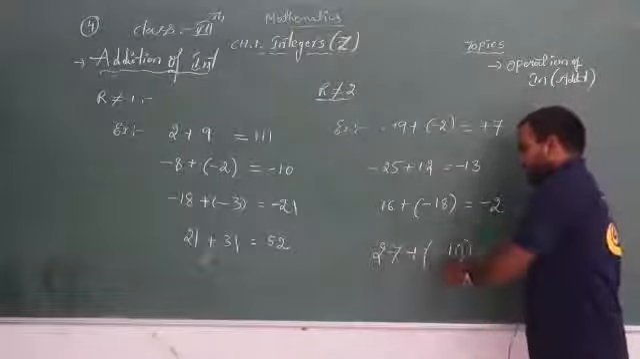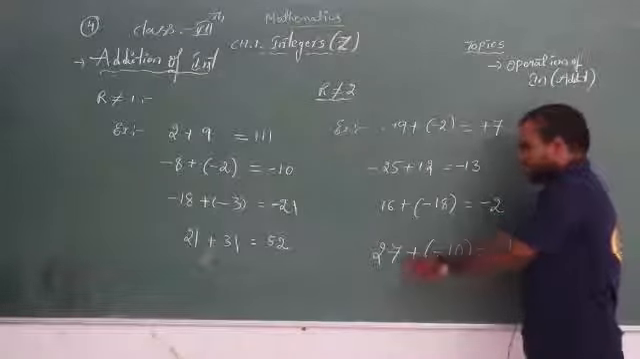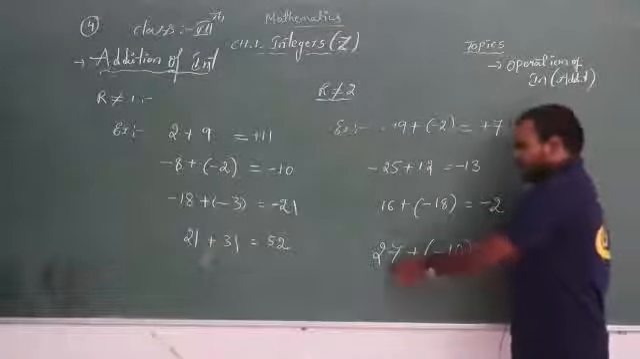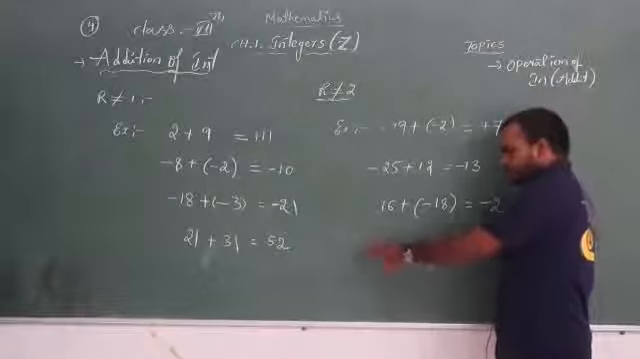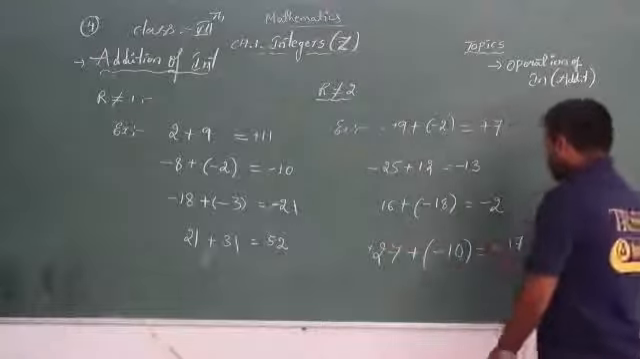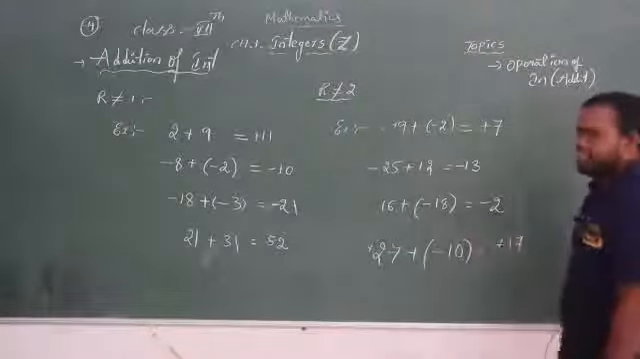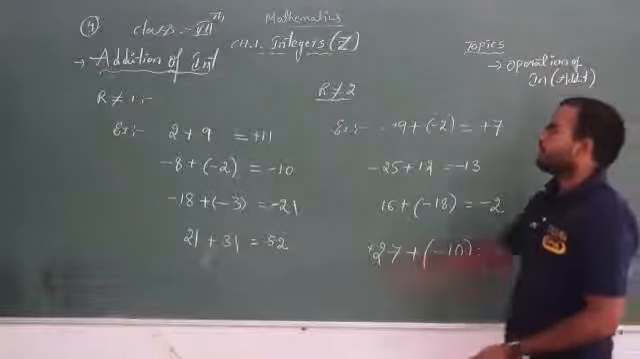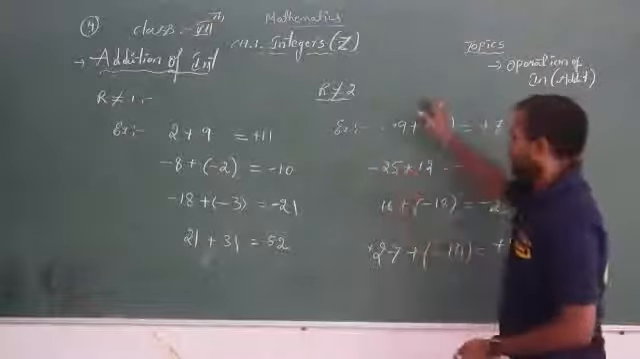Afterwards, what do we have to see? Which number is larger? Which number is greater here, 27 or 10? Definitely 27 is greater. And which sign does 27 have in front? Nothing is there, which means always plus. So our answer is plus 17. So this is rule number 2.